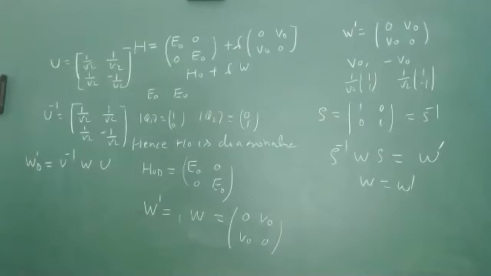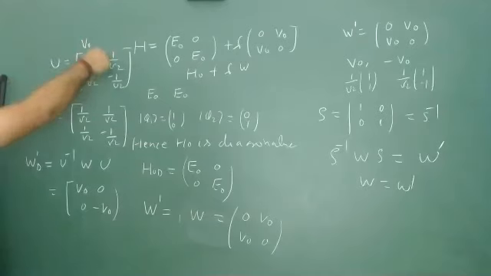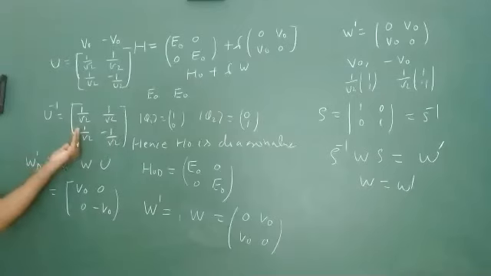Can you please tell me what should be the answer? V naught 0 0 minus V naught. Very good. You will just get V naught 0 0 minus V naught, because I know the eigenvalues according to this matrix. This entry is V naught and this is minus V naught. So what you have done is just diagonalize W dash. And once you diagonalize W dash, everything will be sorted out.